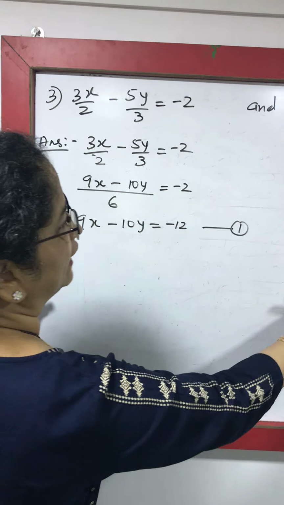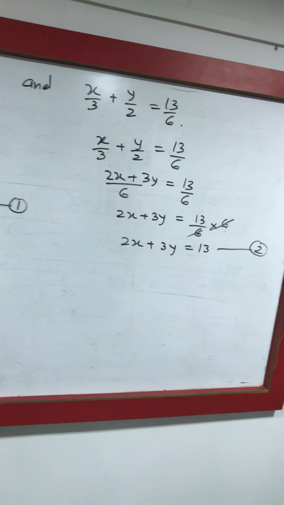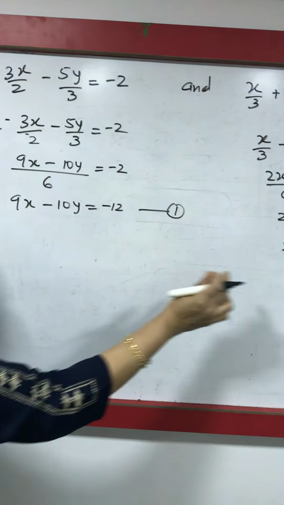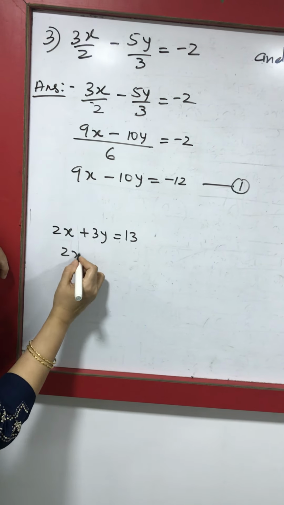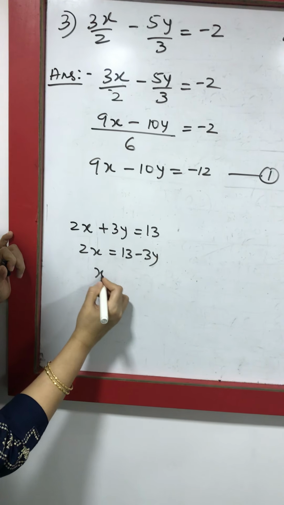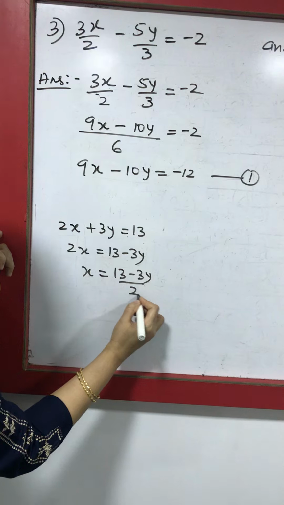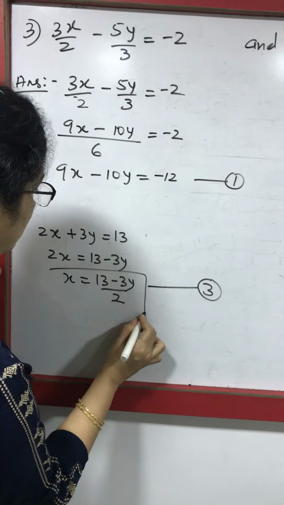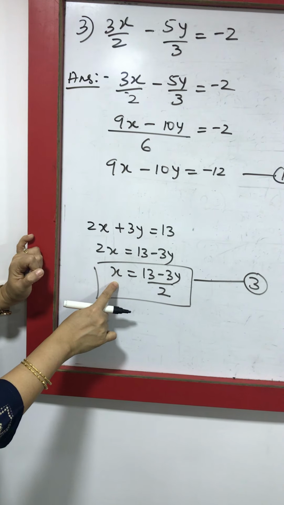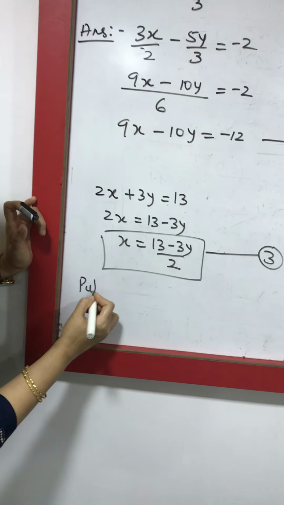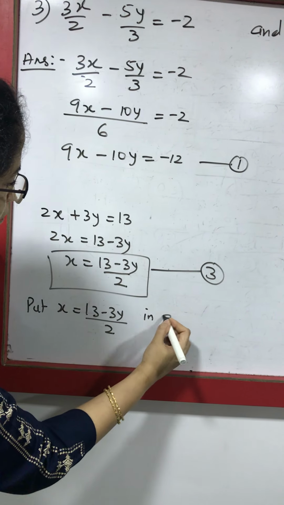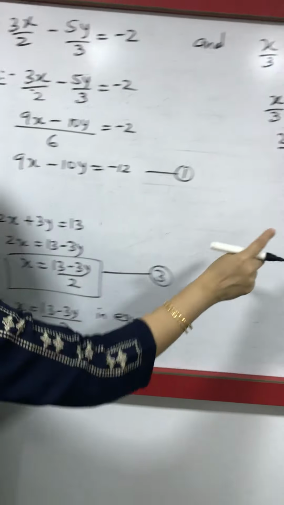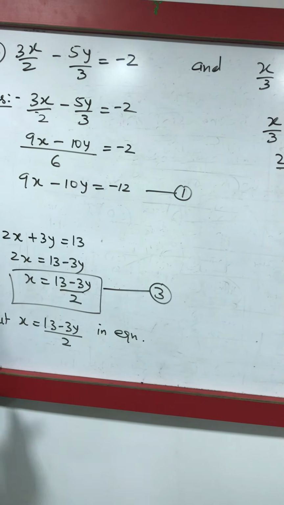Now you can choose any one of the equations to make an expression for x or y. I will choose second equation. So I will take 2x plus 3y is equals to 13. I will take 3y that side, and x is equals to 13 minus 3y upon 2. This is equation 3, which is the value of x. Now this value of x we will put in one of these equations. Since I have started with equation 2, I cannot put this value in equation 2. I have to put it in equation 1.